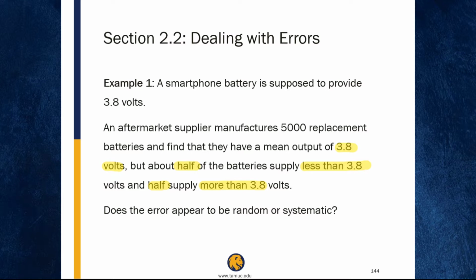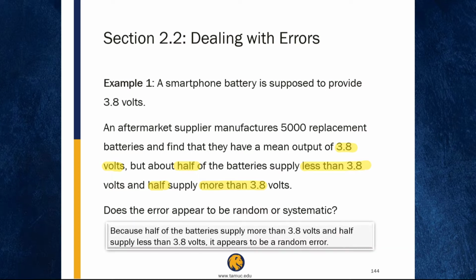Indeed, in this case, since we see they're kind of spread out, there doesn't seem to be a set amount that they're off by in every single case. This would be an illustration of random error rather than systematic error, because half of the batteries supplied more than 3.8 volts and half of them supplied less than 3.8 volts. So it appears to be a random error.